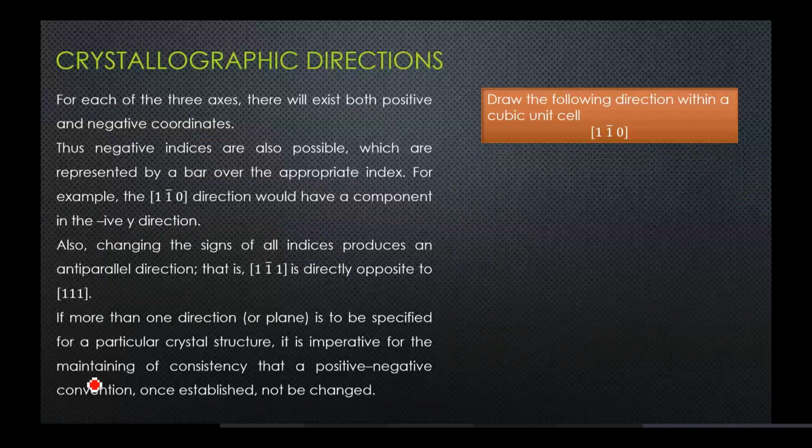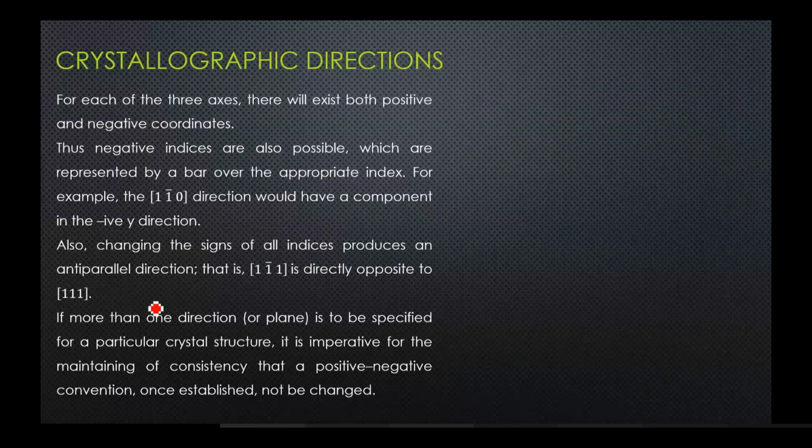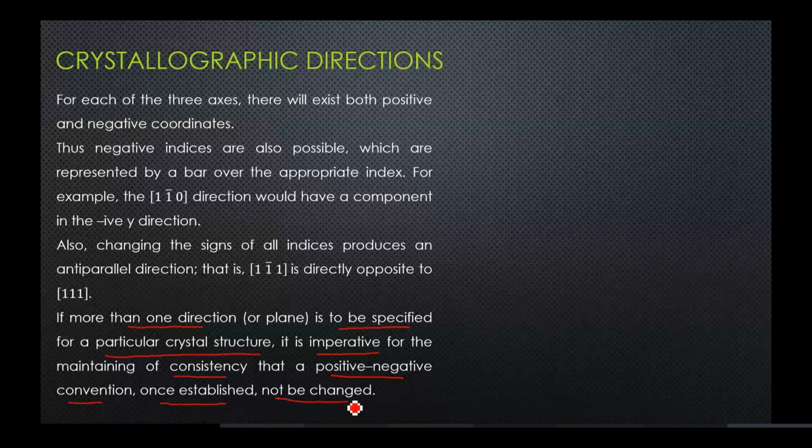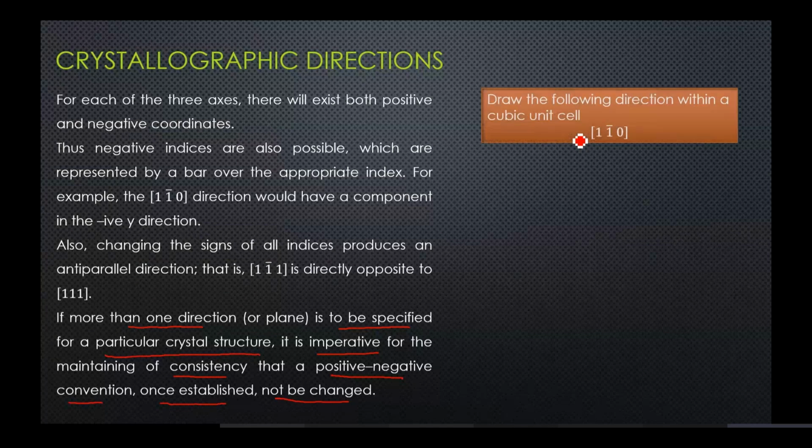Another important thing is that if more than one direction is to be specified for a particular crystal structure, it is important for maintaining consistency that the positive negative convention once established is not changed. That means if you have made the positive negative x, y, and z axes, don't change the convention or origin if you have to identify multiple directions within the same crystal structure. This is for the easier convention.